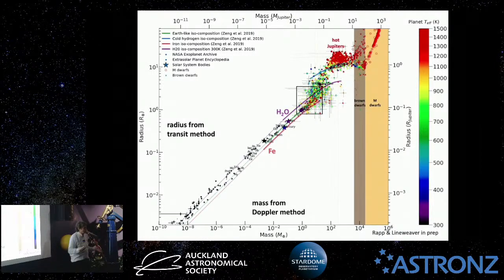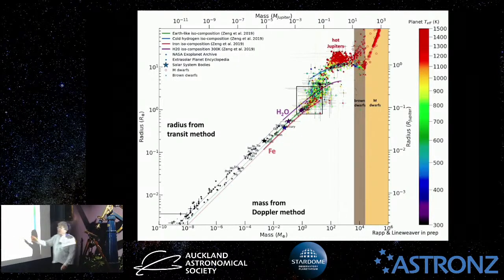And why that's cool is because then we can talk about the density, right? Because if you have both the mass and the radius, you have the density. So here are all the things that have the density of iron in this red line. The green line is all the things that have the density of Earth. And the purple line here, magenta, is all the things that have the density of water.